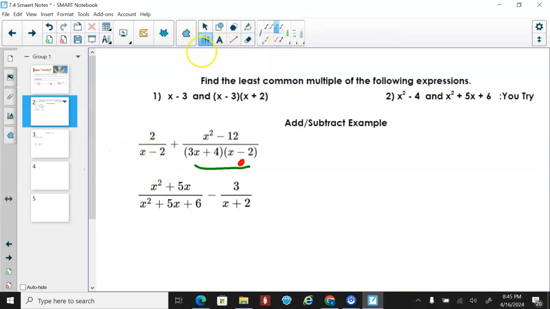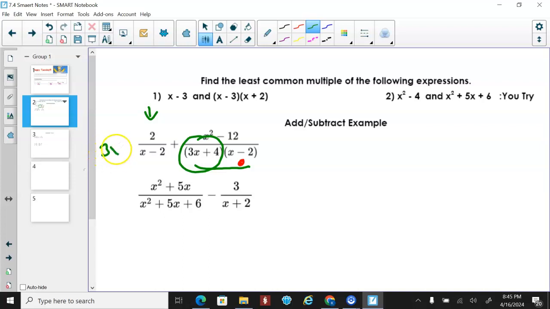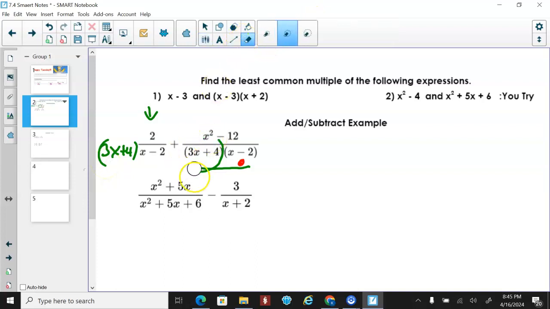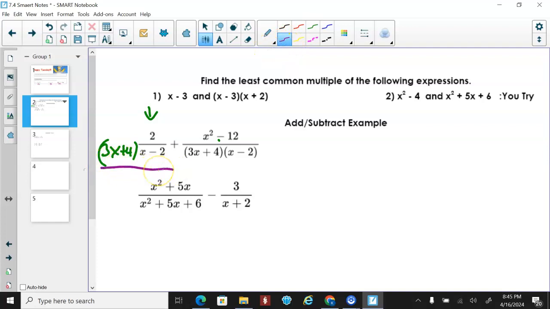Where am I missing on the left side right here? I am missing 3x plus 4. So I am going to multiply 3x plus 4 on this side. So now, when I look at it, this has 3x plus 4, x minus 2. And this has 3x plus 4 and x minus 2. Now, remember, whatever we do to the bottom, we have to do to the top. So if I multiplied it on the left on the denominator, I have to multiply the numerator.